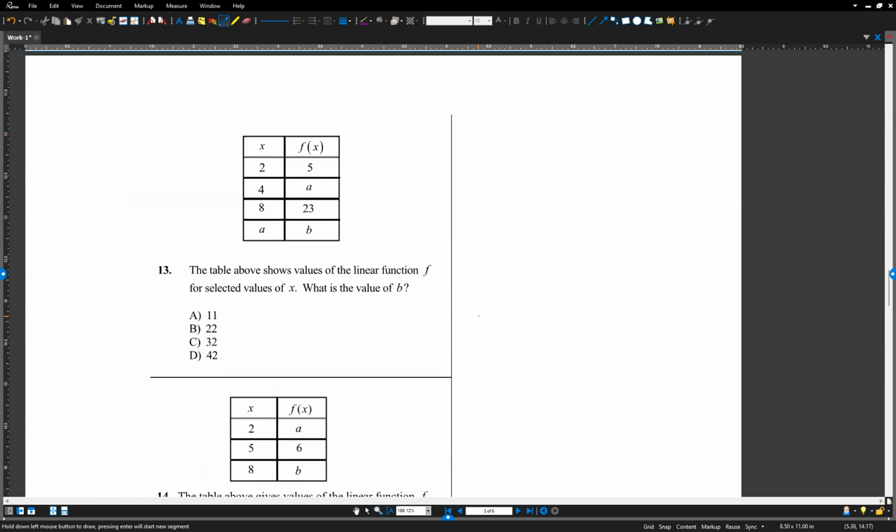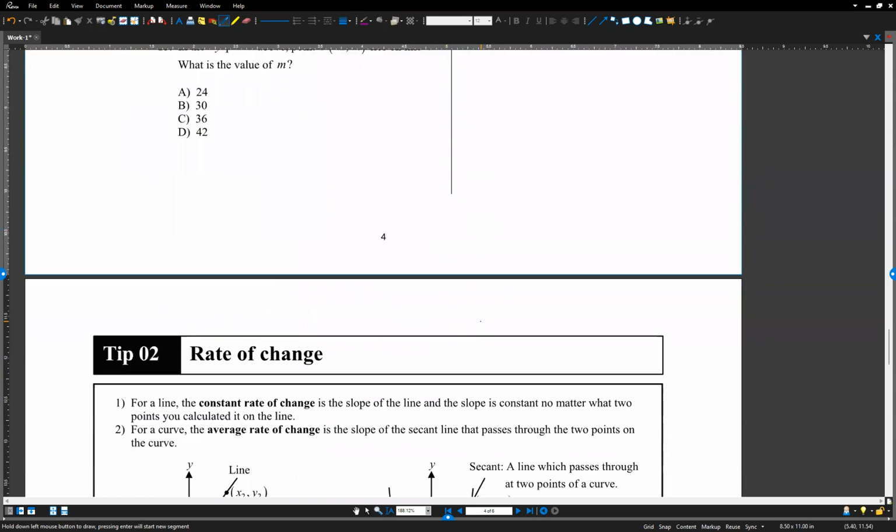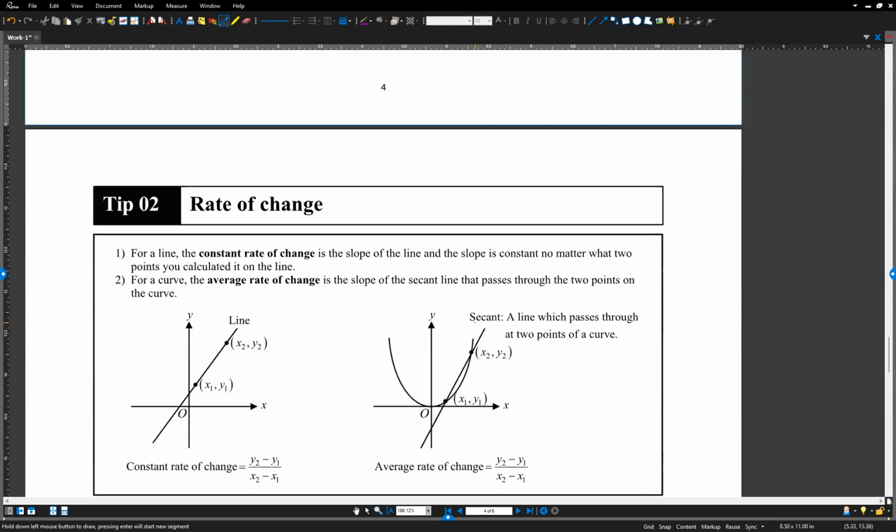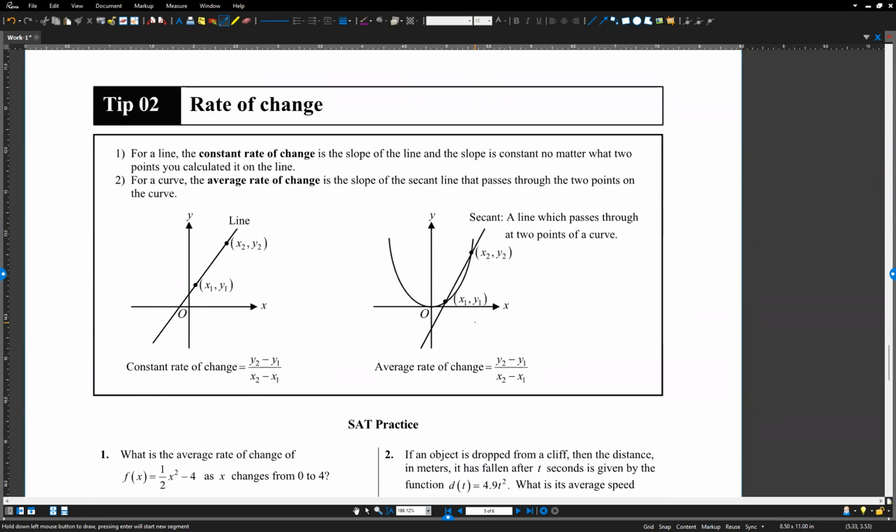Okay. Now move on to the next one over here. Rate of change. Okay, the rate of change. What is the rate of change? On this line, this is the slope: y2 minus y1 over x2 minus x1. This is the slope of this line. We said what? Constant slope, because that's a line.